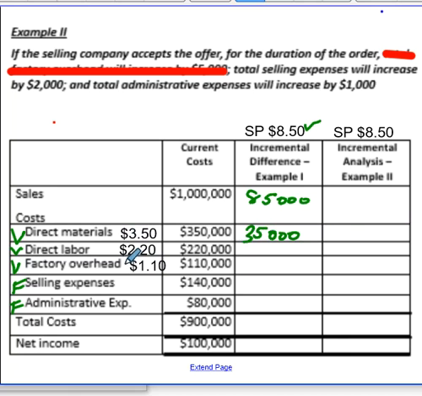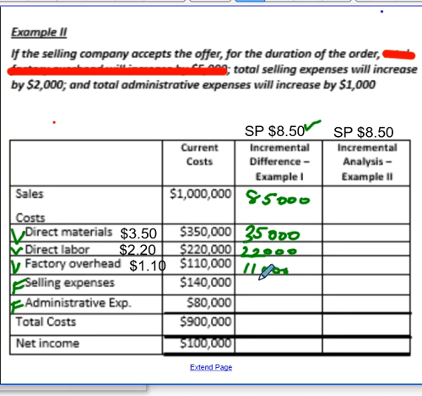Okay, direct labor, same thing, variable cost, $2.20 per unit times 10,000 units means that our direct labor is going to be $22,000 incrementally for those 10,000 units. Factory overhead is also variable, and it's $1.10 per unit times 10,000 units equals $11,000. Now we take a look at our selling expenses.